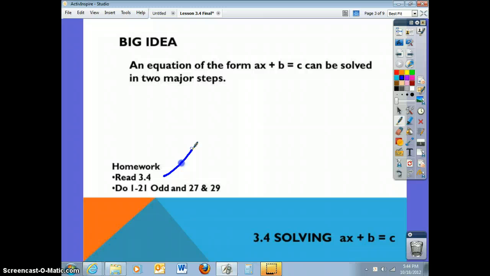The homework is to read 3-4, and then there's a couple problems for 3-4 that I left out. So look at that before you do the homework to make sure you see which problems you can skip.